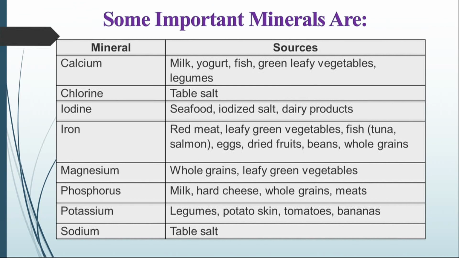Magnesium, whole grains, leafy green vegetables. Phosphorus from milk, hard cheese, whole grains, and meats. Potassium from legumes, potato skin, tomatoes, and bananas. And sodium from table salt.